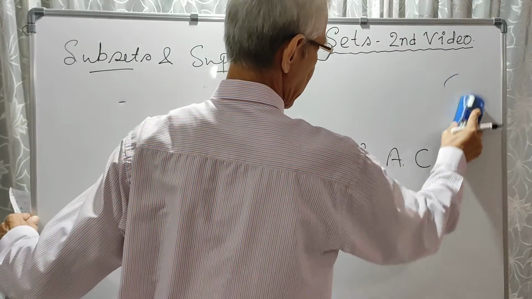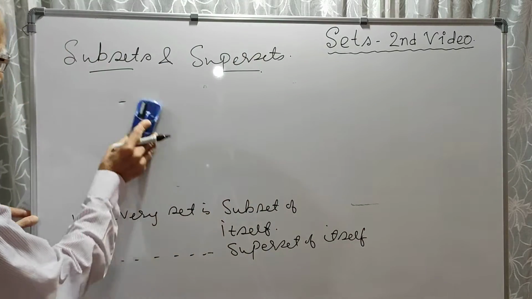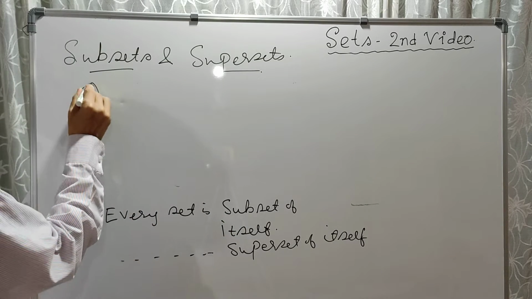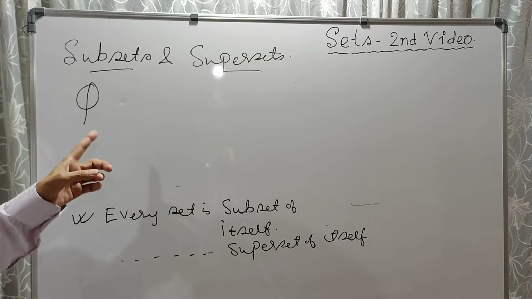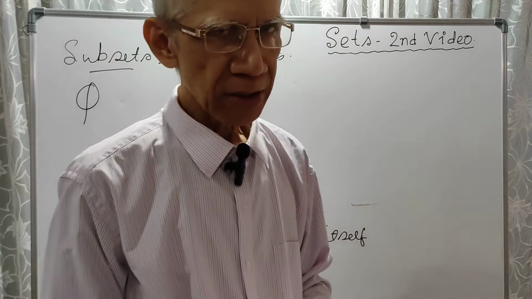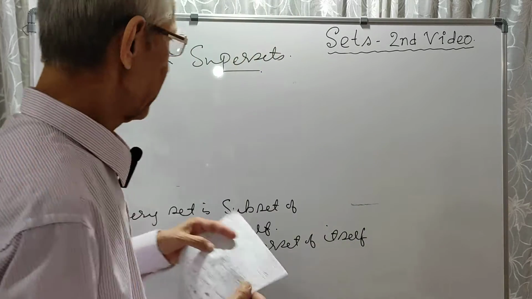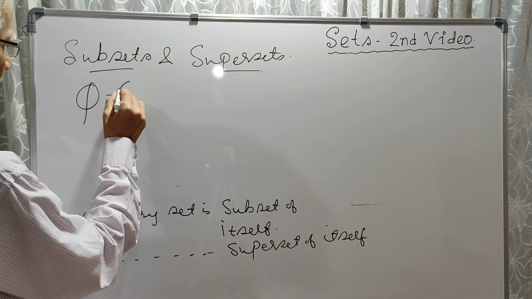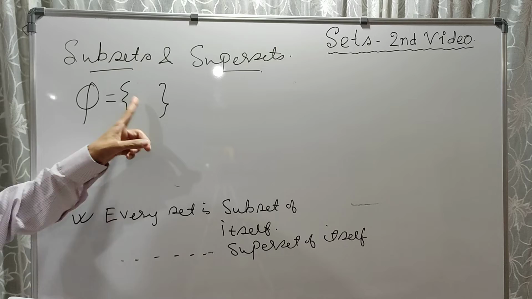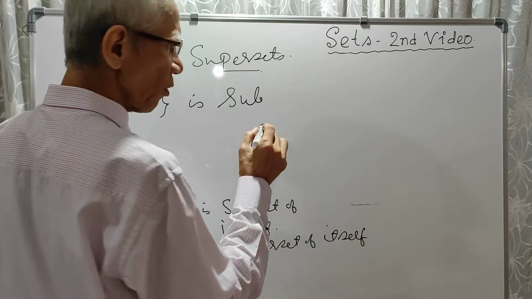Now, the null set. The null set is considered a subset of every set. This is a very important conclusion. I discussed the null set in my previous video. This is the symbol of the null set, the Greek letter phi. So what is the null set? The null set is a set which does not contain any element. That means the number of elements is 0, isn't it? Last time I discussed, it is a set of no element. Now the null set is considered a subset of itself and a subset of all sets.